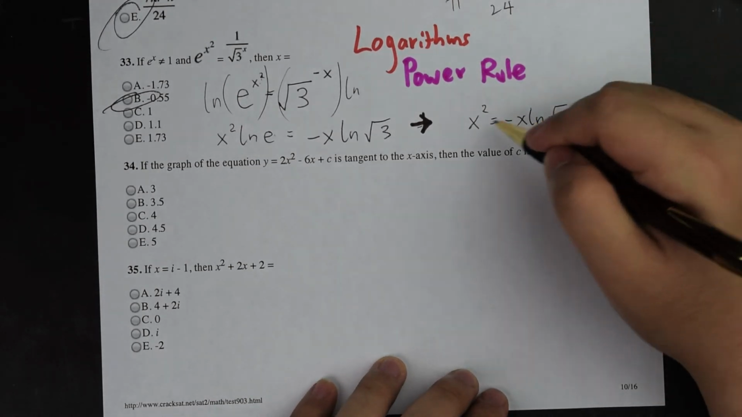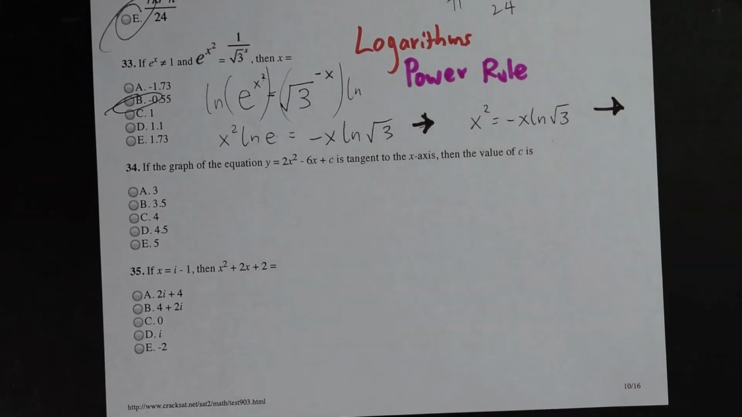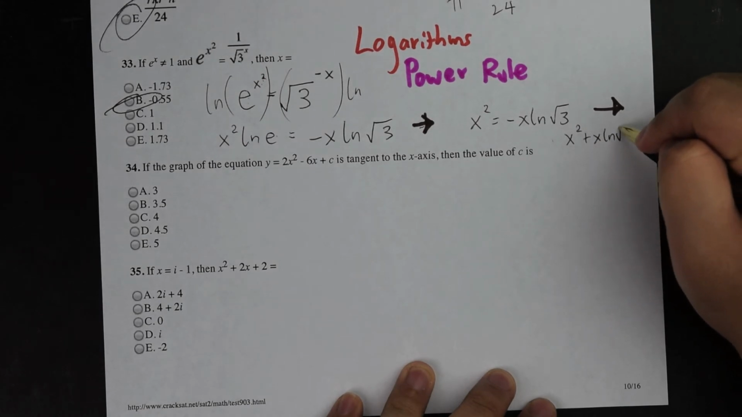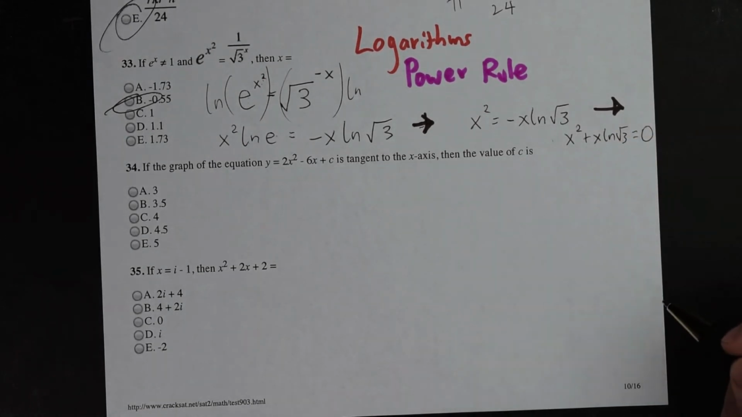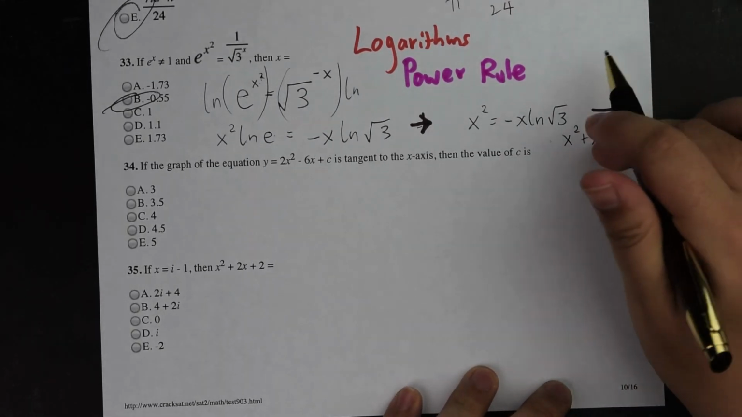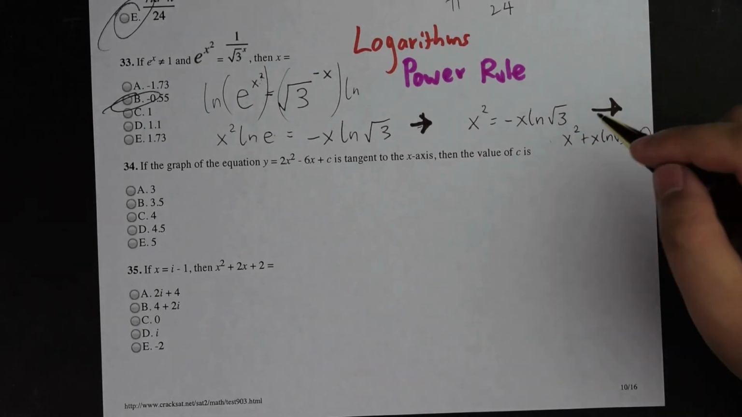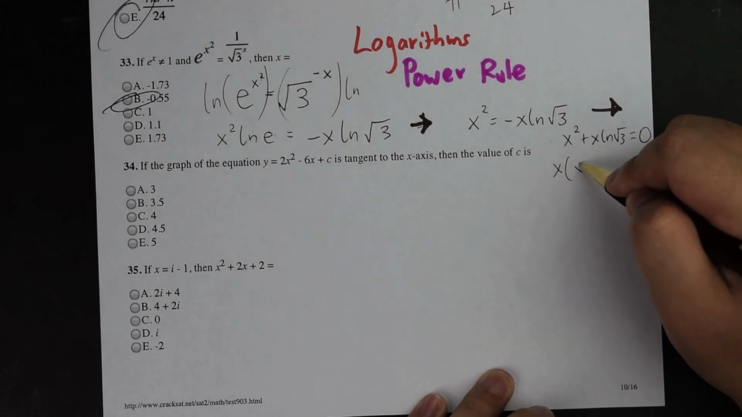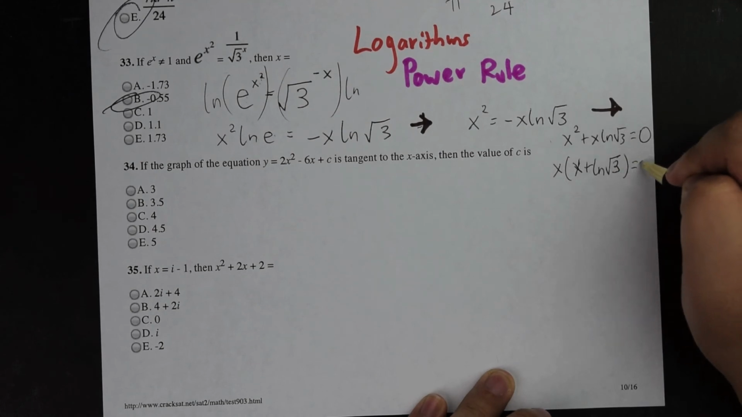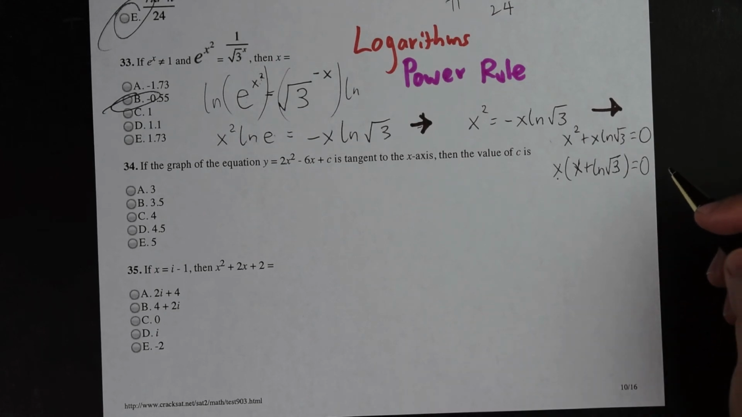And then if I want to move it all to one side, my full statement actually is going to be x squared plus x ln square root 3 equals 0. And the significance behind this statement, the reason why this is so important, is because now I could factor or look for common factors. And thus, I could factor this to be x times x plus ln square root 3 equals 0. And thus, I could solve for each component of this equation and help myself solve it out.